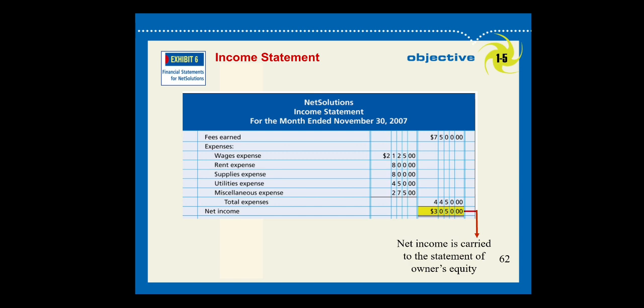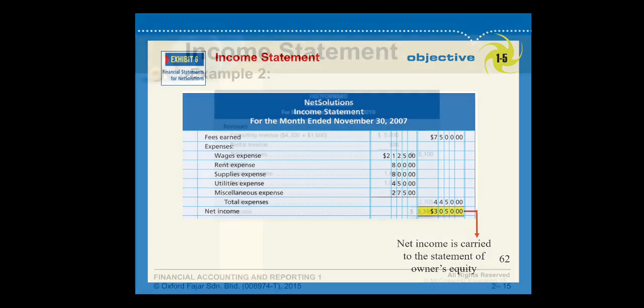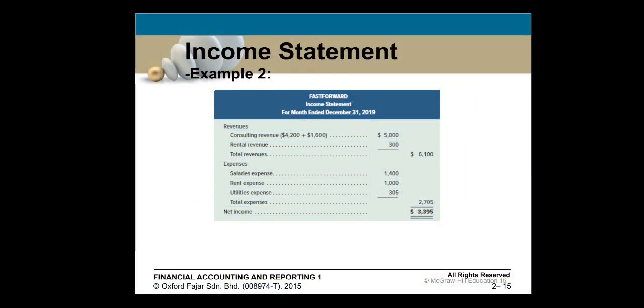For a merchandising business, like a grocery shop, the income statement is a bit complex because a grocery shop or a merchandising business sells something, but a service business does not sell anything. It provides services only. That's why the income statement is simple. You will see later.